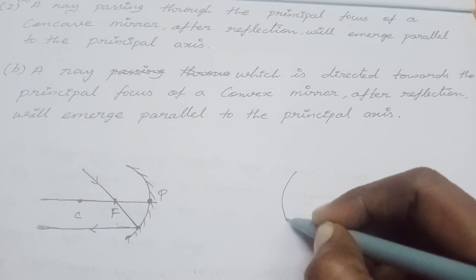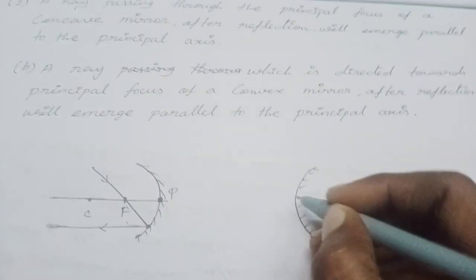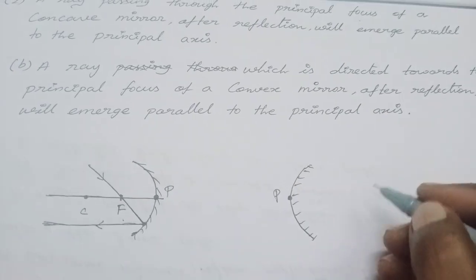Let us draw the convex mirror again. This is the faded part, this is the pole, and this is the center of curvature, and this imaginary line passing through the pole and the center of curvature is the principal axis. Now the incident ray should pass through the focus. So this is the principal focus. Now let us draw the incident ray which passes through the principal focus. So this is the incident ray.